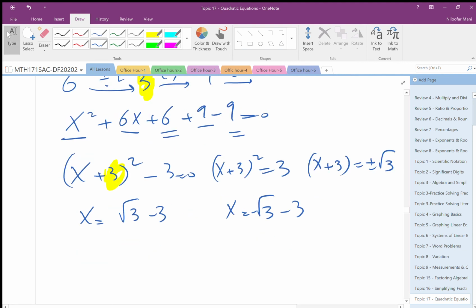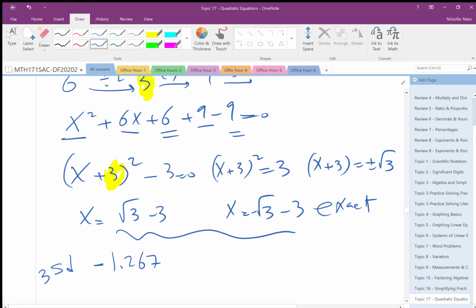Okay, if you leave your answer this way, that's exact. But if you use your calculator to find the answer, radical 3 minus 3 is around, to 3 significant digits, minus 1.267. The other one is minus radical 3 minus 3, which is minus 4.732. So I underline that, check that. It is almost minus 1.27. This is minus 4.73. So these are the answers.